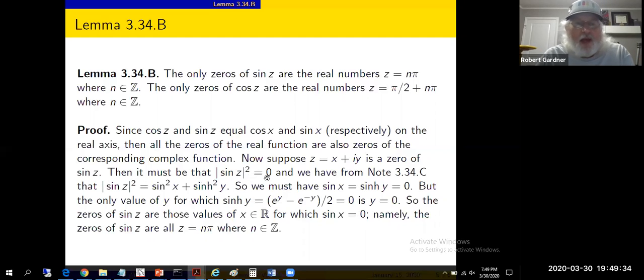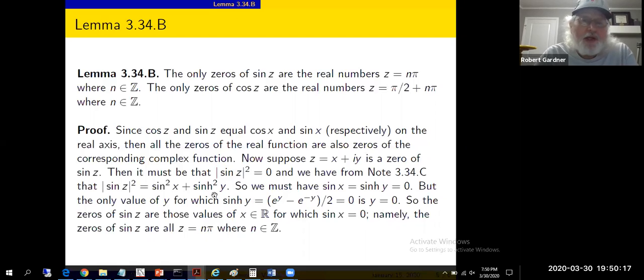equals 0. And we know how to express the modulus of sine z squared. It was sine squared x plus sinh squared y. But remember, the sinh function is given by this difference of exponential functions. And the only time the sinh function is 0 is when y is 0. When y equals 0, this term becomes 1, this term becomes 1, the expression becomes 0. For y greater than 0, this piece is larger than this piece. For y less than 0, this piece is greater than that piece. In other words, we aren't getting 0 out except when y equals 0 for the sinh function.